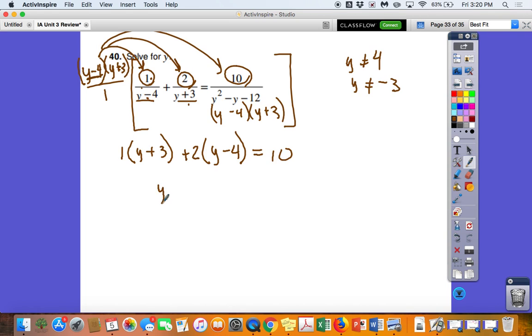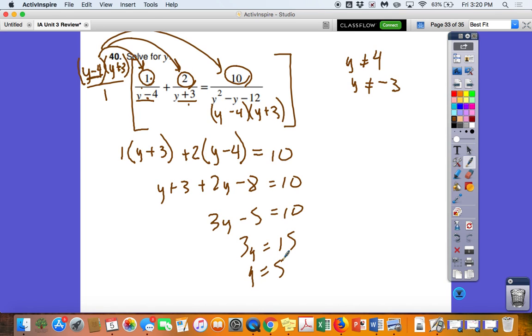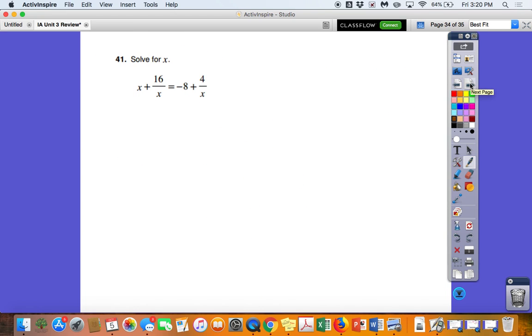So that's your equation. You got y plus 3 plus 2y minus 8 equals 10. So that's going to be 3y minus 5 equals 10. 3y equals 15, so y is 5. Let's see here, I got y equals 5. Restricted values are 4 and negative 3, so I'm good. Okay, so let's see how fast I can do this.